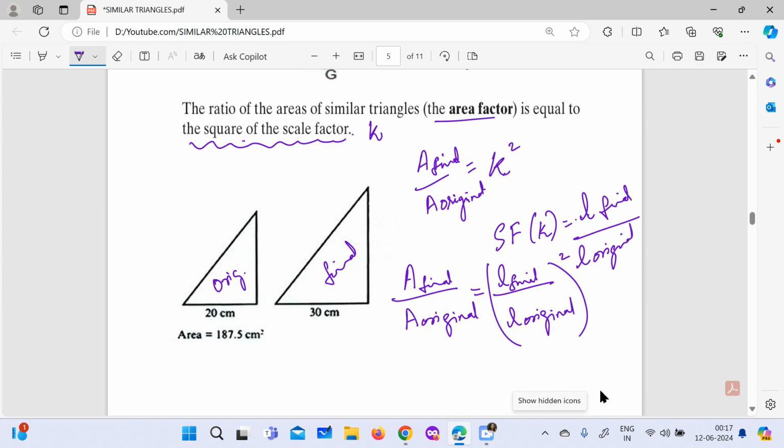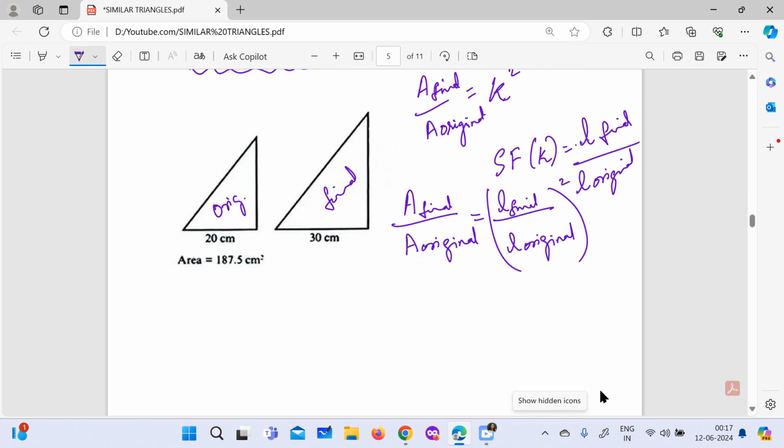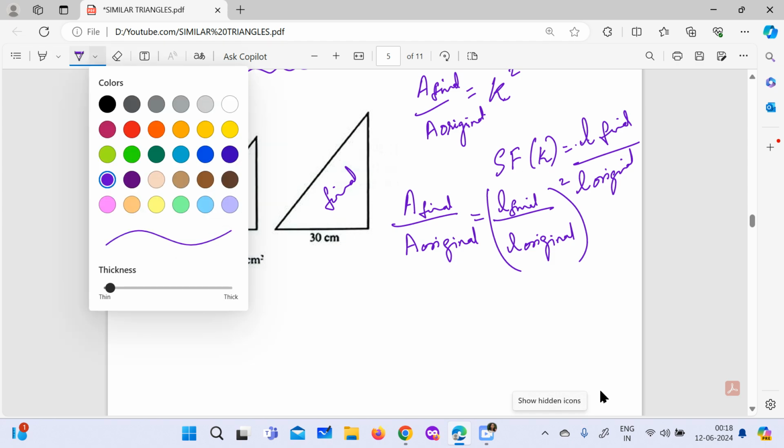So let me solve this one. Here, your triangle has one side measuring 20 centimeters, and the other side is 30. The area of the smaller one, or original one, is given as 187.5, and here the area we need to figure out. So we can write it like this. We know the formula.